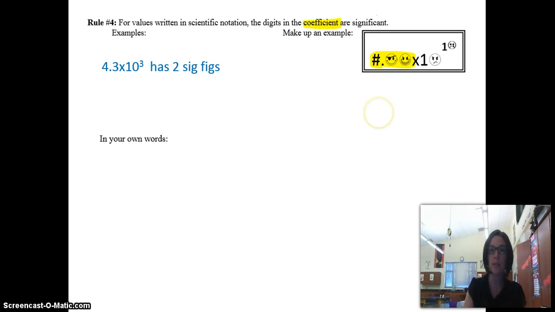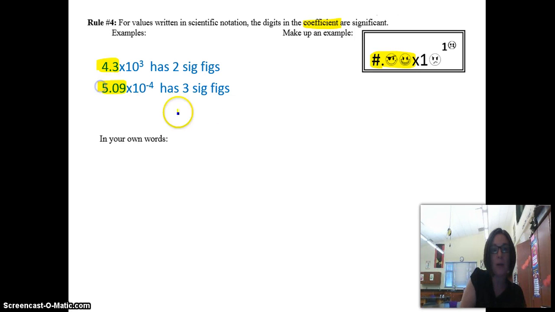So here's my first example. This one is not so important for you to write down. So 4.3 times 10 to the third has 2 significant figures, just the 4.3. We don't care about the times 10 to the third. This example you should probably write down. This one, the coefficient, 5.09, has 3 sig figs because of rule number 1. The 0 in between, that's a significant figure.